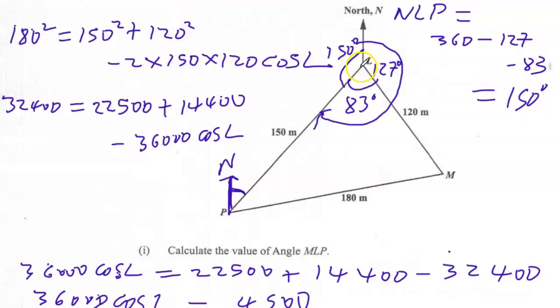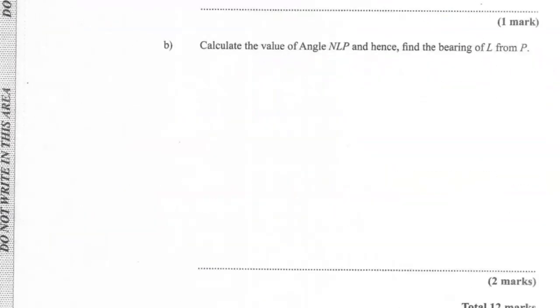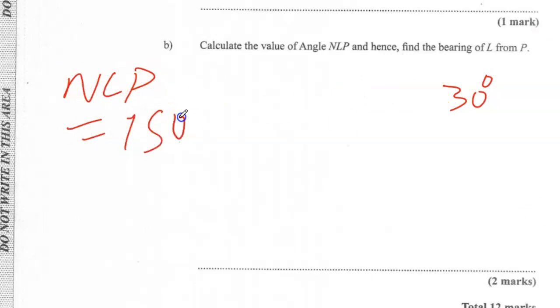Now we know angles on a straight line add to give 180. So this is 150. If I extend this out here, this section will be 30 degrees. And this 30 is alternate to this angle, so this is also 30, since these are alternate angles. So the bearing of L from P is 30 degrees. And NLP was 150 degrees.